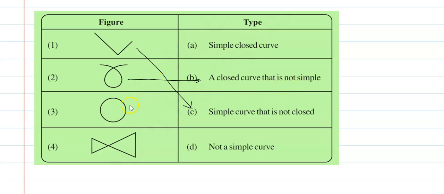And what about this circle? A circle is a simple closed curve. And next, again this is a closed curve, but again it is not simple. In this way you can distinguish them.